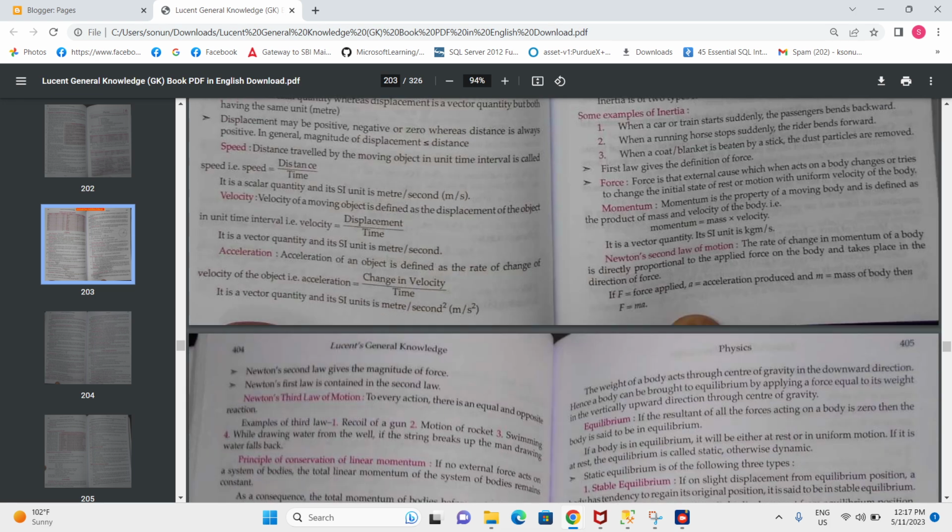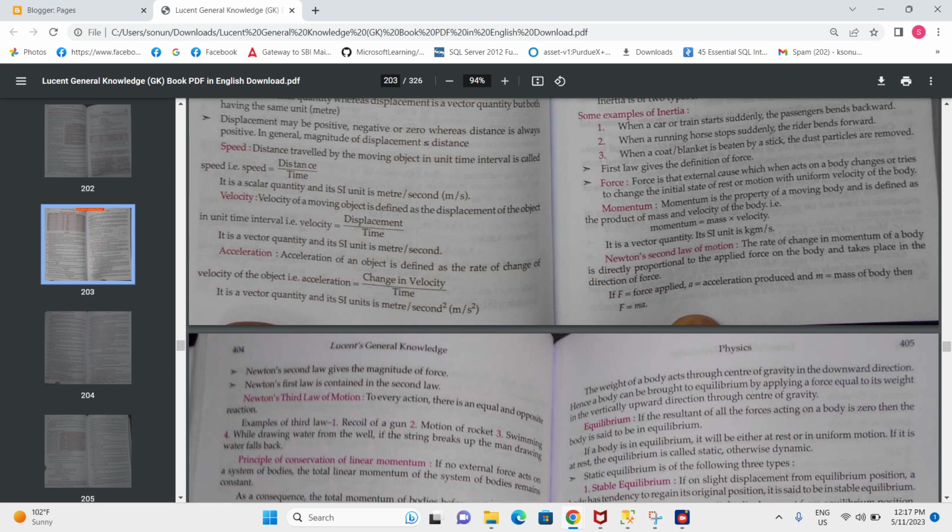Now Newton's second law of motion. The rate of change of momentum of a body is directly proportional to the applied force on the body and takes place in the direction of the force. So what does Newton's second law describe? It describes that the rate of change in momentum of a body is directly proportional to the applied force, and in formula terms we say F is equal to m into a, because it's change in momentum.